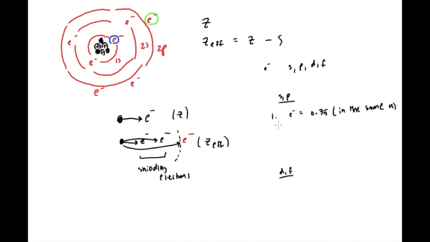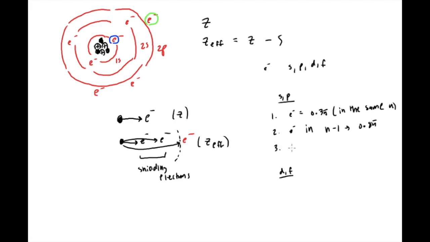And for electrons that are in an energy level that is 1 less than the level of interest, so n minus 1, this has a shielding constant of 0.85. For example, if you have electrons in energy level 2, when you're observing the effective nuclear charge of electrons in energy level 3, that means the electrons in energy level 2 will have a shielding contribution of 0.85.